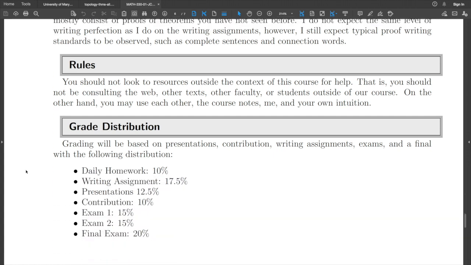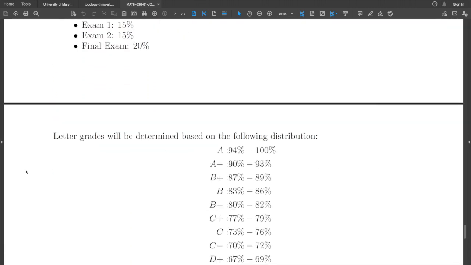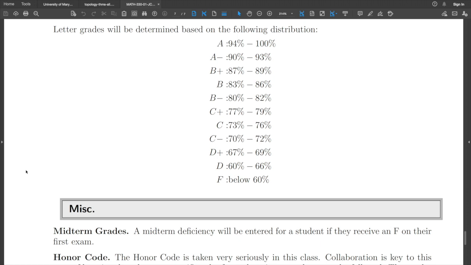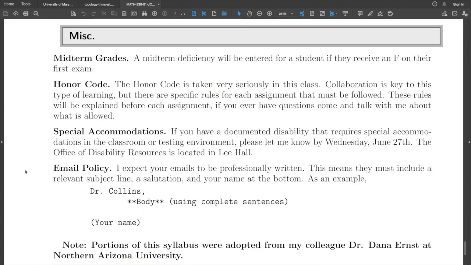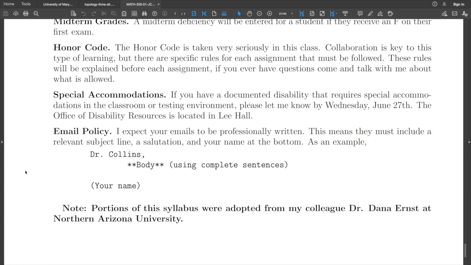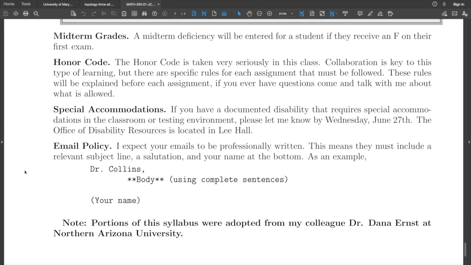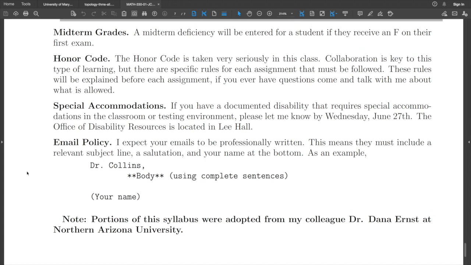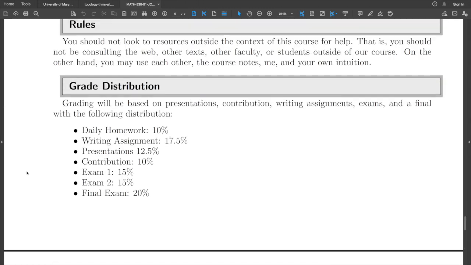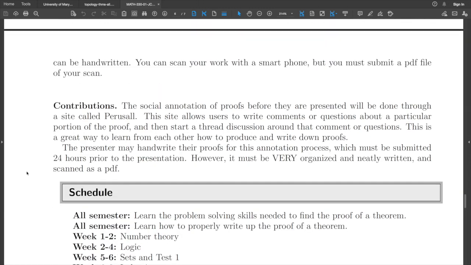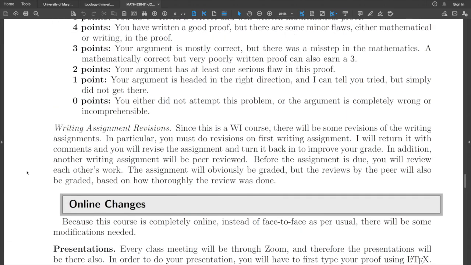So you have your grade distributions here, what I consider an A, a B, a C, some of the miscellaneous stuff, midterm grades, special accommodations. Honor code is taken very seriously in this class. All right, so once again, you have to read through this syllabus, and I have glossed over many things. You need to go through these much more carefully.